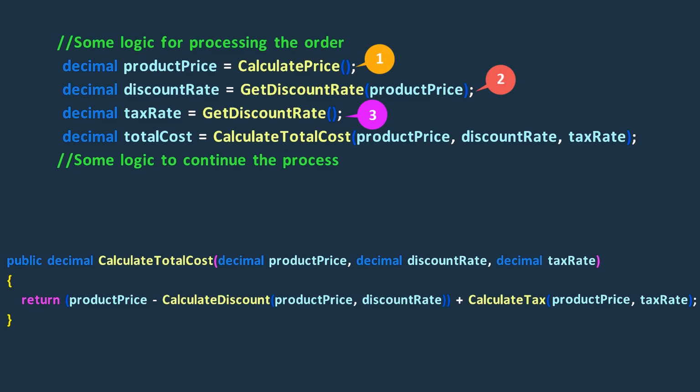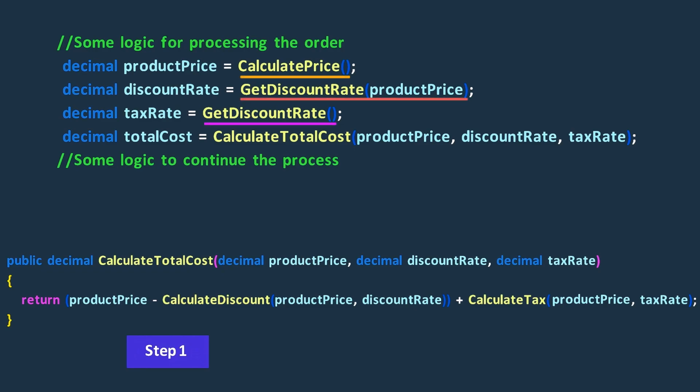As you can see, we first call 3 separate methods to obtain these parameter values. Then, we pass those values to the calculate total cost method to calculate the total cost of the product. If these variables are only used as parameters and have no further purpose, it's better to obtain the required values by calling their respective methods directly inside the calculate total cost method. This is where the replace parameter with method call technique becomes useful. So, let's implement this technique step by step.